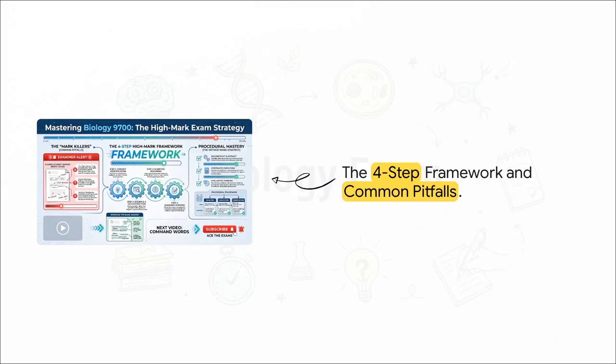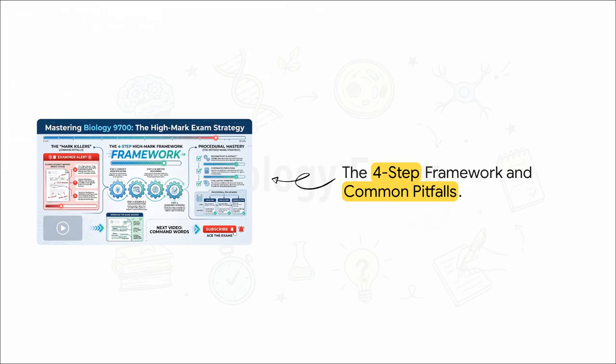Let's trace this process in action. Right here, in the Examiner Alert section, you can see it covered in red ink, basically every student's worst nightmare. Why did they lose those marks? Usually, it's context blindness. They failed to link the broad principles to the very specific scenario in front of them. Or it's technical negligence, like forgetting units or using incorrect terminology.